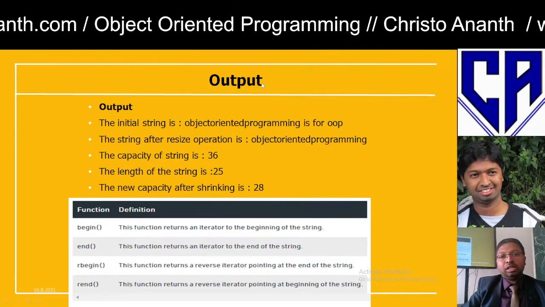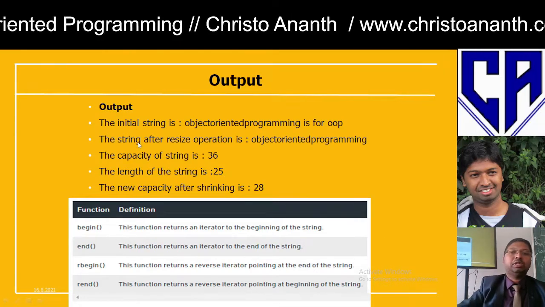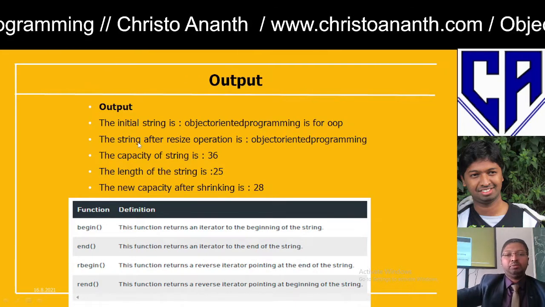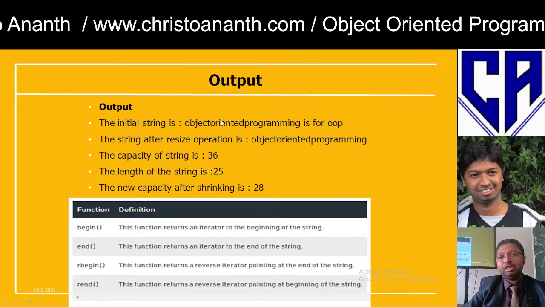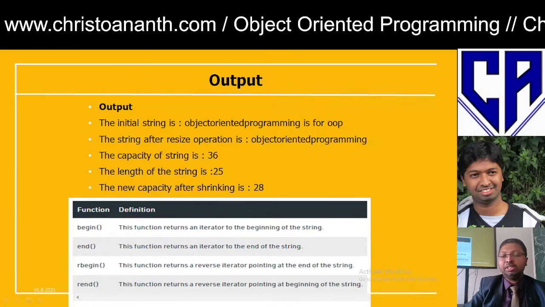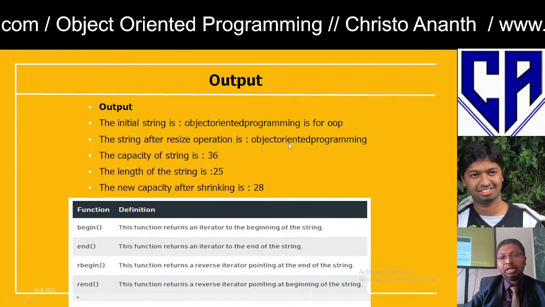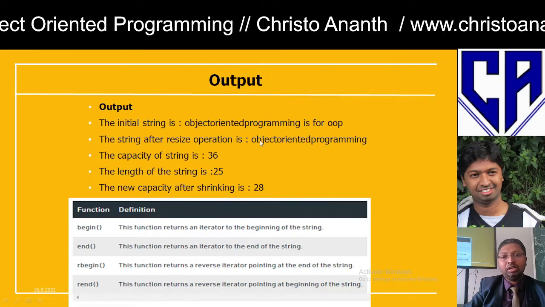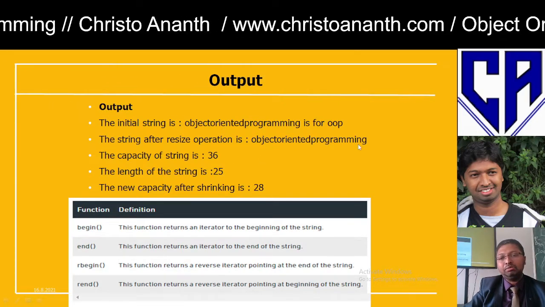So the initial string is "object oriented programming is for OOP", and the string after the resize operation, where we reduced it, is "object oriented programming". The capacity of the string was actually 36, and after this the length became 25. The new capacity after shrinking became 28.